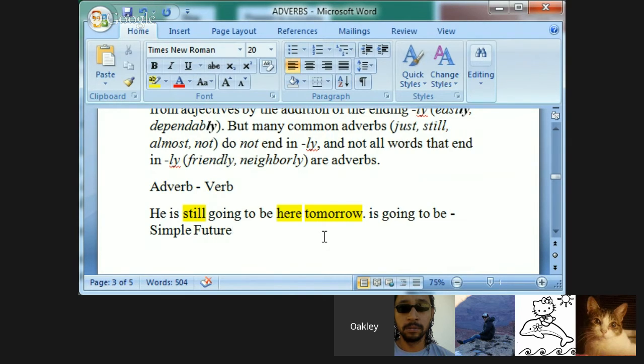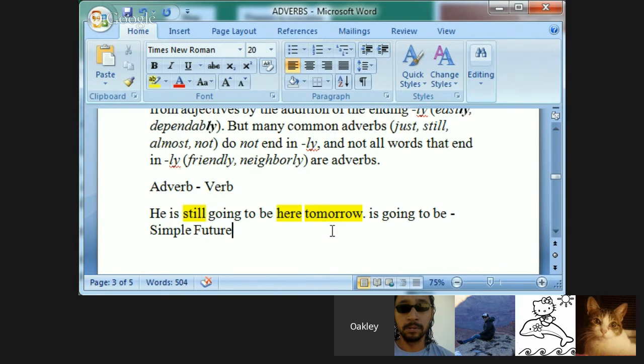If I move that "still" around, even though there's really only one verb here, this is the important point. Even though there's only one verb, if I say "he is going to be here tomorrow still," that means he was here and he's not moving. It's completely different in meaning. So this sentence helps me to illustrate the idea: if you move adverbs around, it can totally change the meaning.